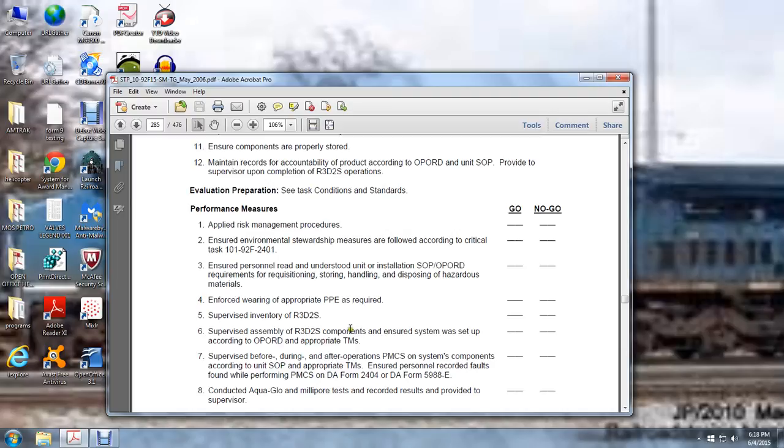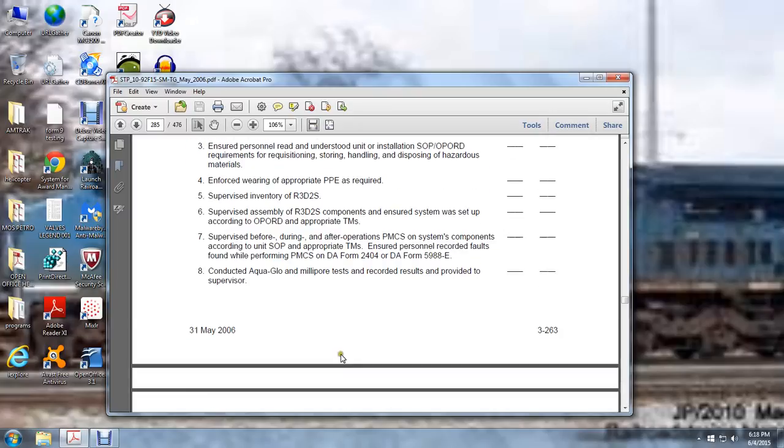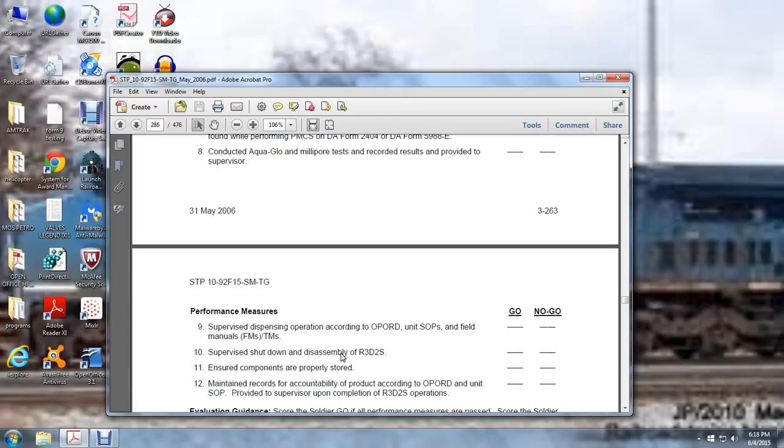Ensure personnel record faults while performing the preventive maintenance checks and services in DA Form 2404 and DA Form 5988E. Conduct aqua-glo milli-pore tests and provide the recorded results to the supervisor. Nine: supervise dispensing authorization according to the authorization order, unit standard authorization procedures, and field manuals.